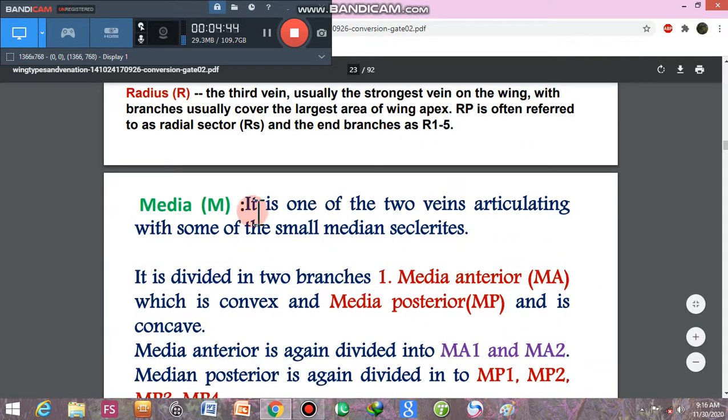Next is the media. It is one of the two veins articulating with the some of the smaller median sclerites. It is divided into two branches, media anterior, abbreviated with MA, which is convex, and the media posterior, abbreviated with MP, and this is concave.